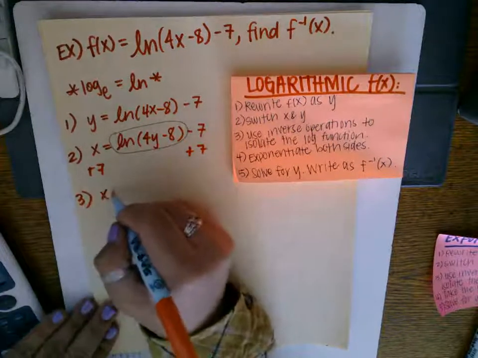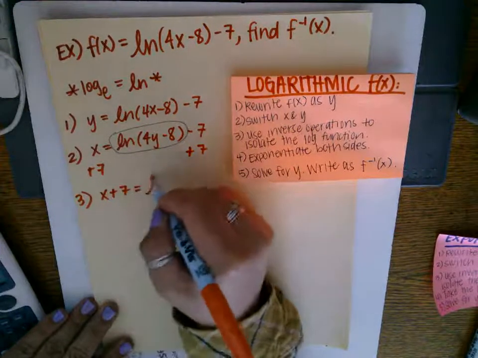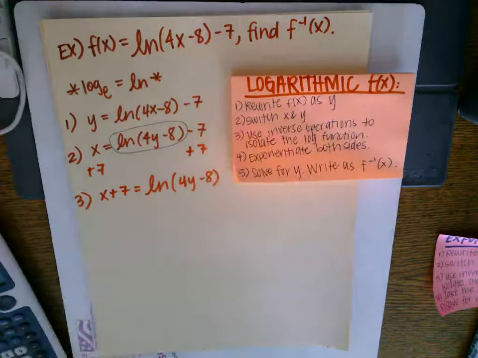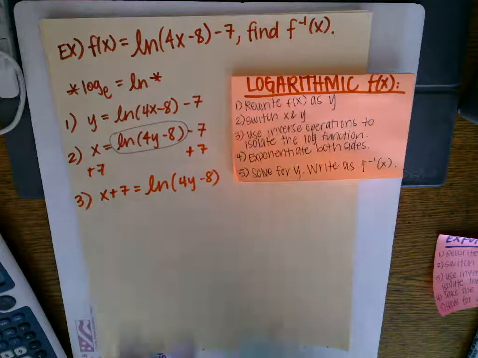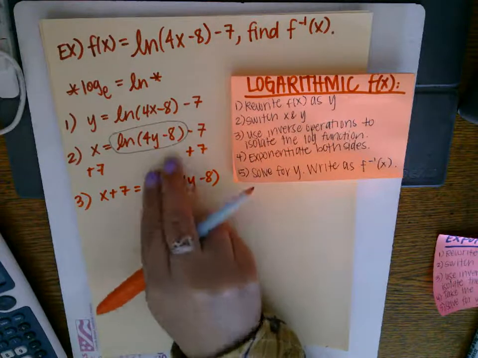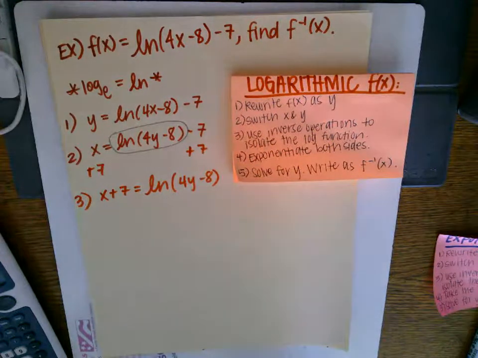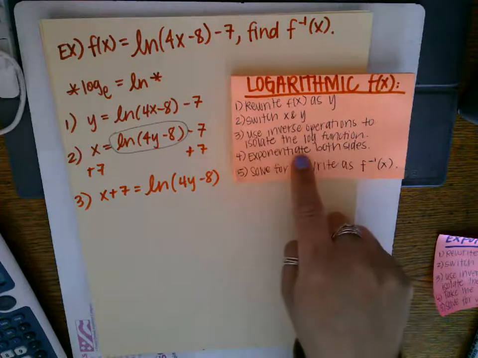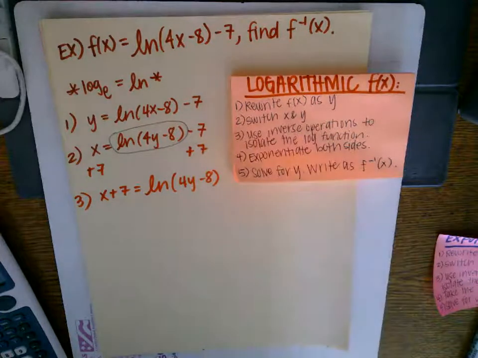So far, I have x plus 7 equals the natural log of 4y minus 8. Notice that now my natural log is alone. It's completely isolated. That's all I needed to do. Now for step 4, exponentiate both sides. What is the base of the natural log? Yeah, the base of the natural log is e.